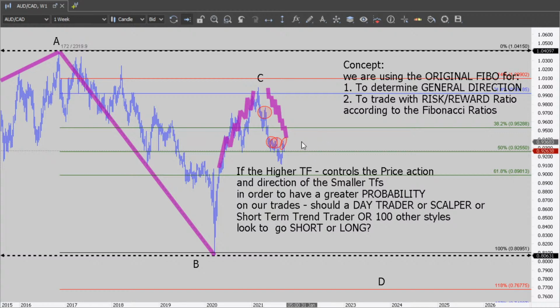Now, don't get me wrong, everybody, I'm not saying that you cannot trade retracements, but the probability, looking at the Fibonacci, is saying that you are going to have, not that you cannot win going long in here, but you are going to have a greater probability on going short. How do you know? It's not me, it's the Fibonacci sequence that is telling us this.